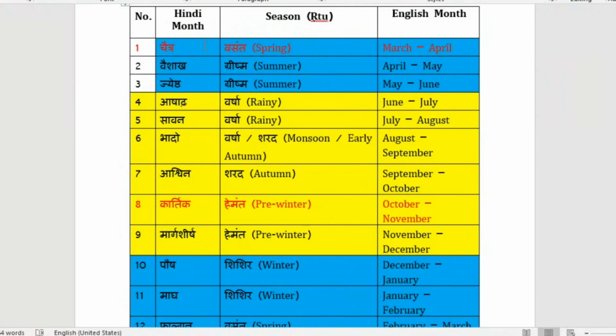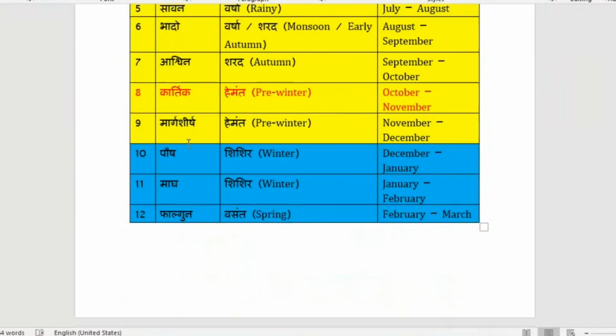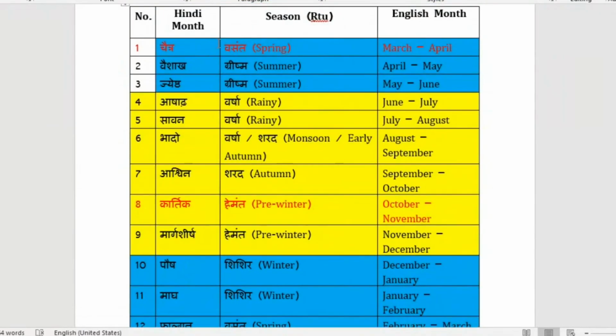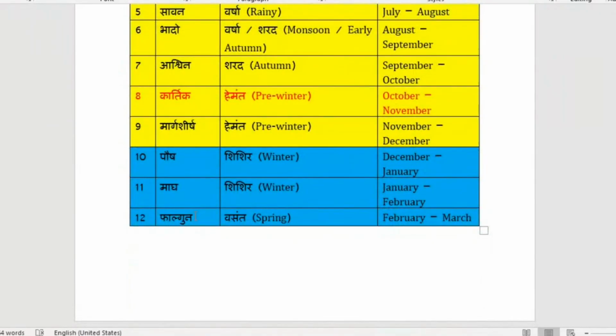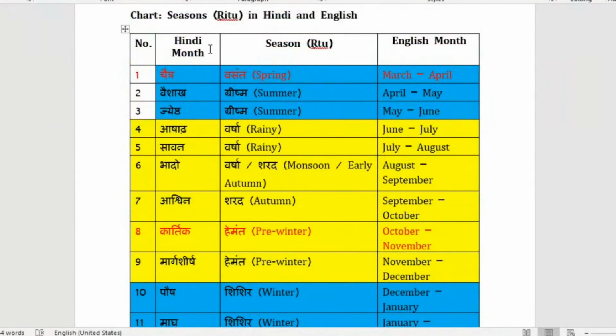Now what we will do, we will learn 6 months. The 6 months of the Hindi calendar, we'll learn every day. So by tomorrow, hopefully all 12 months will be learned by heart. Remember it in this way: Chaitra, Vaishak, Jeshta, Ashad, Savan, Bhado. Chaitra, Vaishak, Jeshta, Ashad, Savan, Bhado.